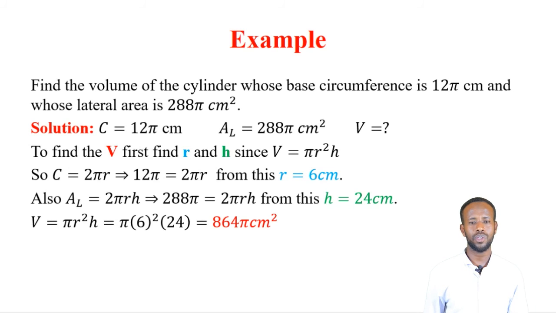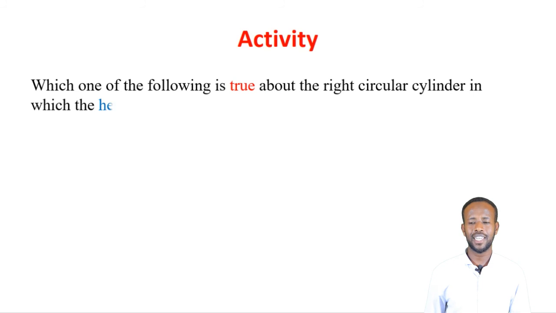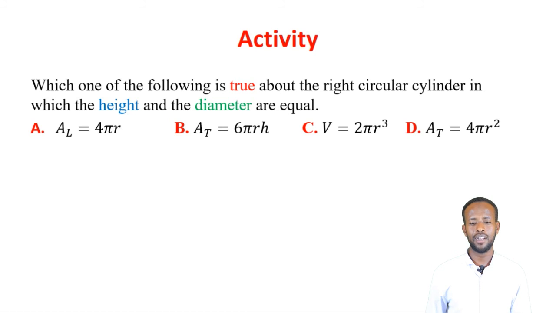Now let us see what we call an activity. This activity is for you. It says, which one of the following is true about the right circular cylinder in which the height and diameter are equal? Which one is true? It is a choose activity. A, lateral surface area is equal to 4πr. B, total surface area is equal to 6πrh. C, volume is equal to πr cubed. And D says total surface area is equal to 4πr squared. My dear students, do this within 3 minutes. Good luck.